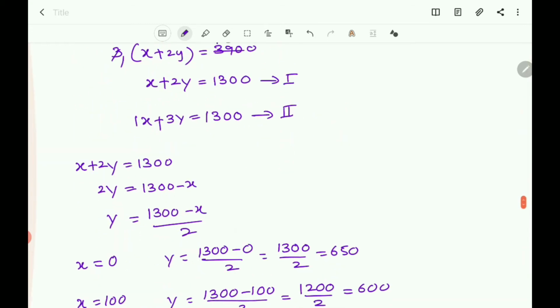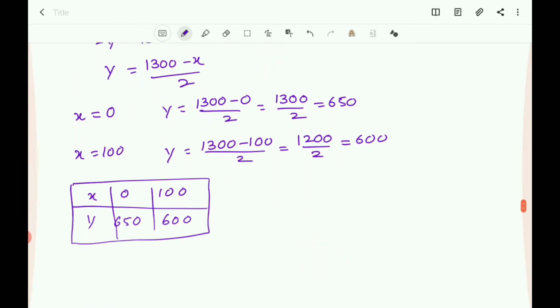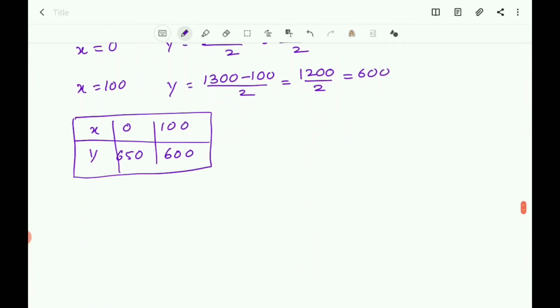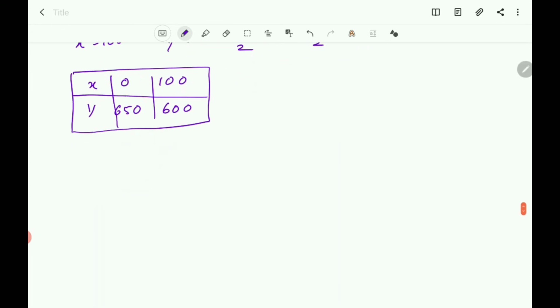Next you take the second equation, that is x plus 3y equals 1300.